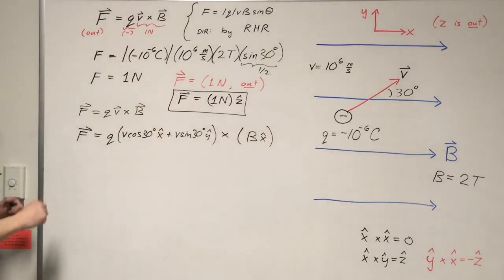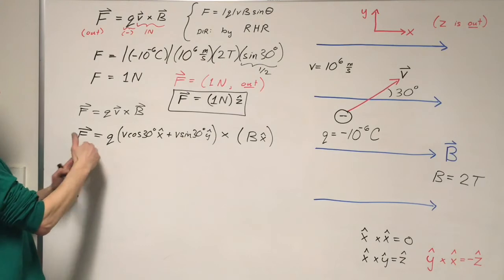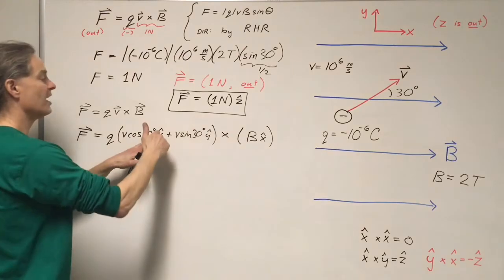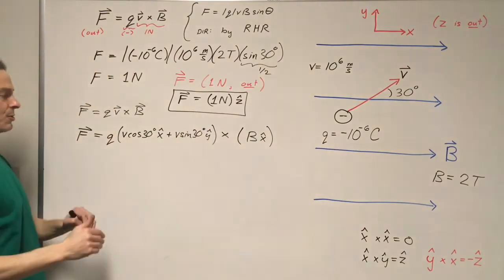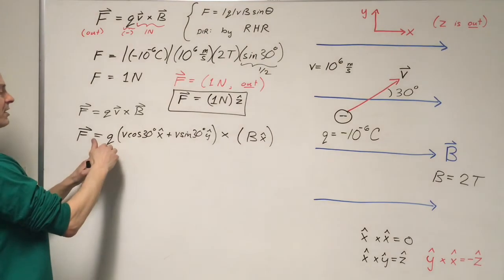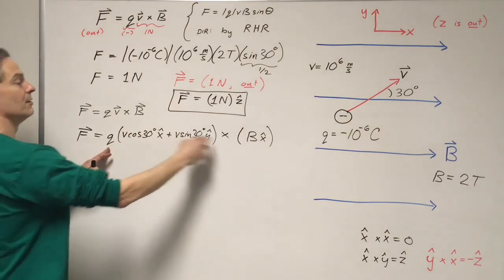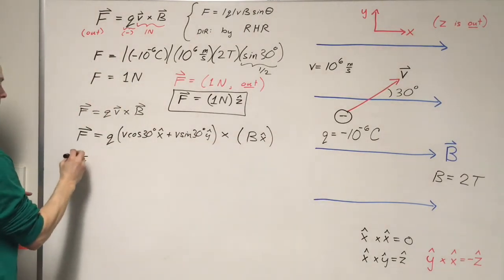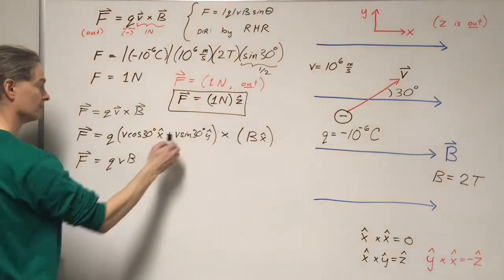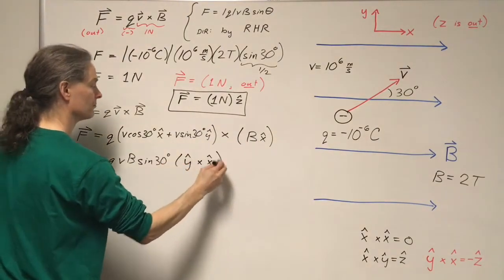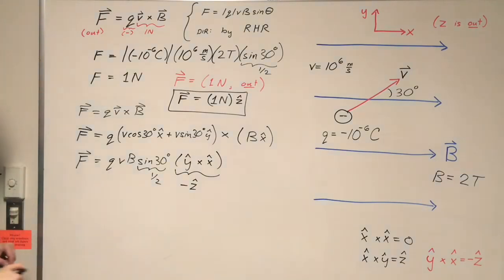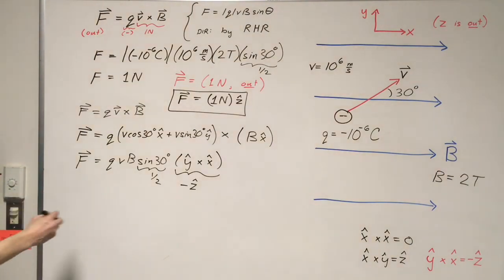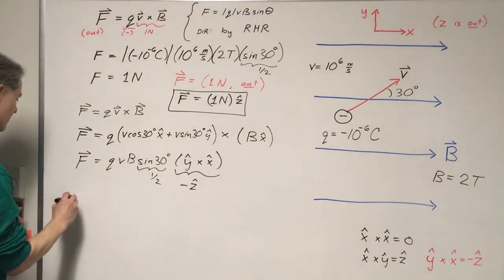All right, so let's work this out. First, I'll work out the first part. Q, v, cosine 30 degrees times B, x hat cross x hat goes away. And then I've got the rest of it. Q, v, B, sine 30, y hat cross x hat, and I'll write that here. All right, the sine of 30 degrees is 1/2. We can now plug in for everything that we have. We'll do that here.